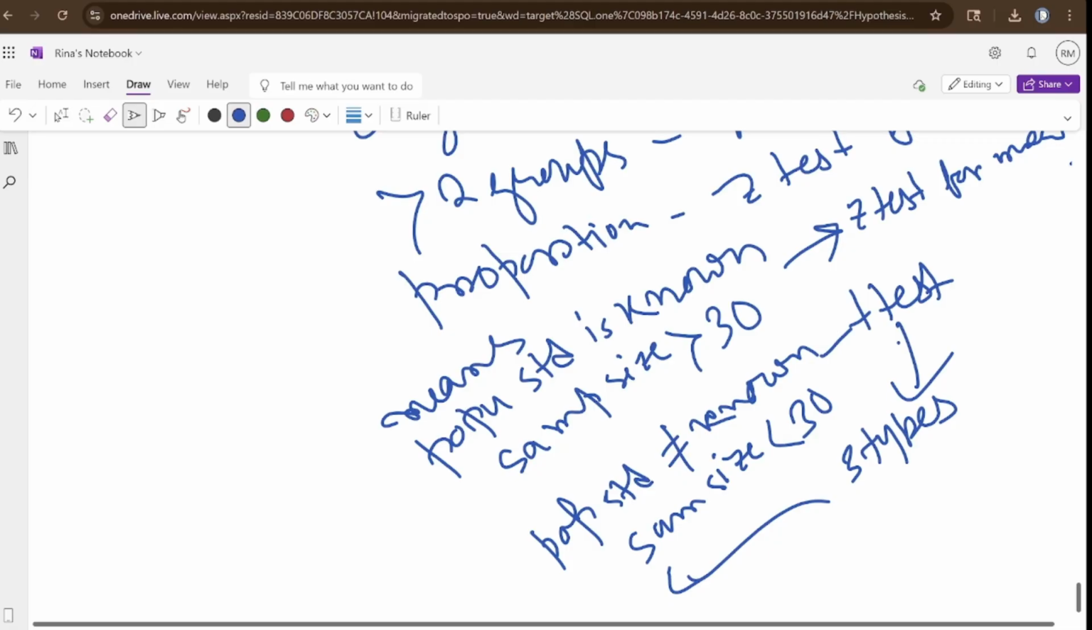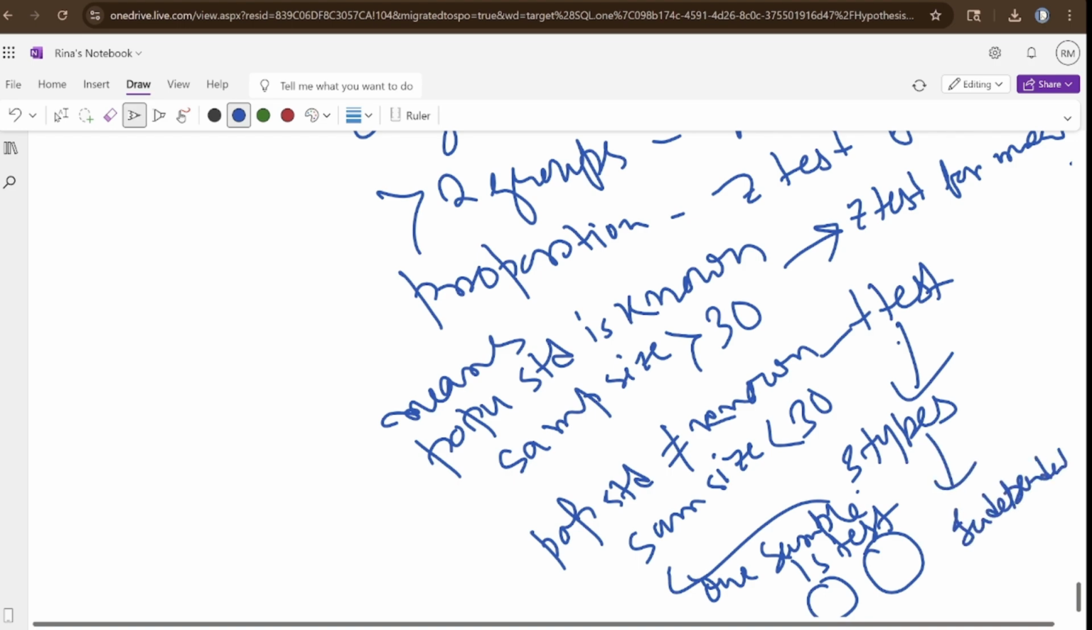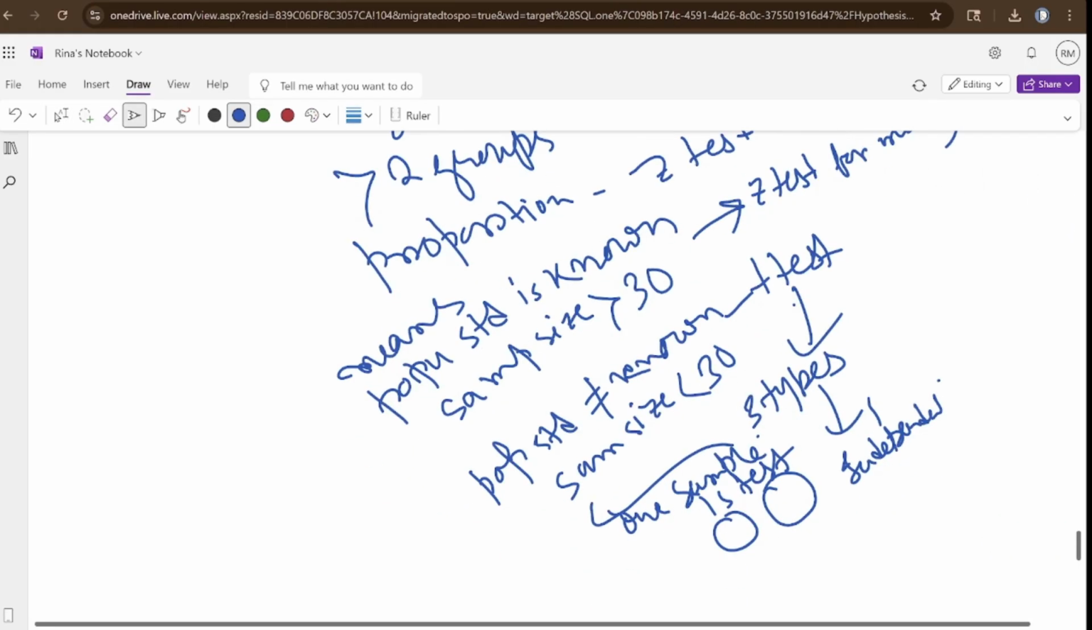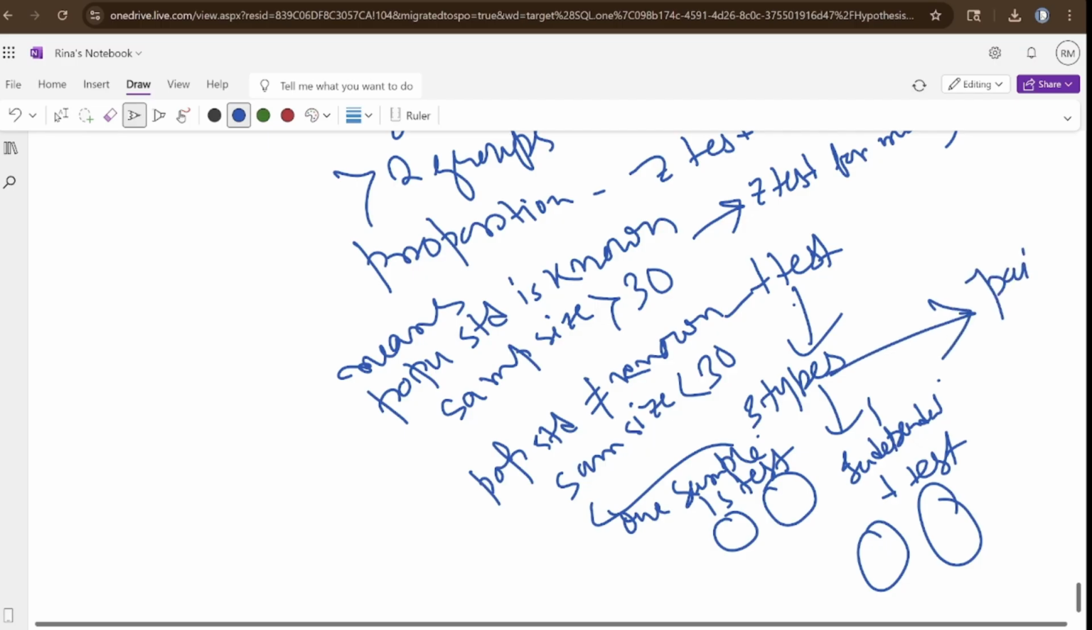One is one sample t-test. When you know what is the population mean, you have one sample mean, you have known population mean. Independent t-test. Independent t-test means if you are comparing two separate means, and another is paired t-test. Paired t-test means that you are taking one sample but before after strategy.